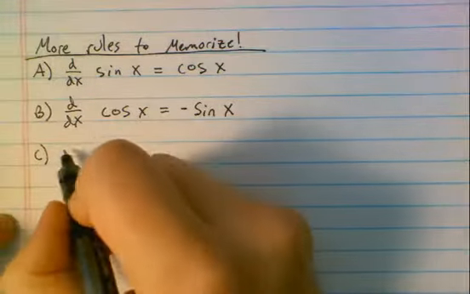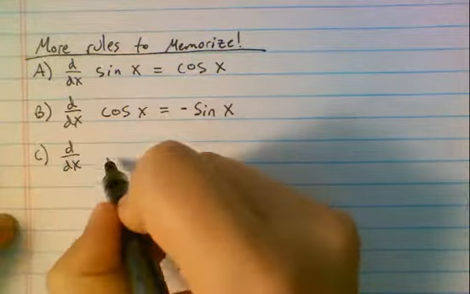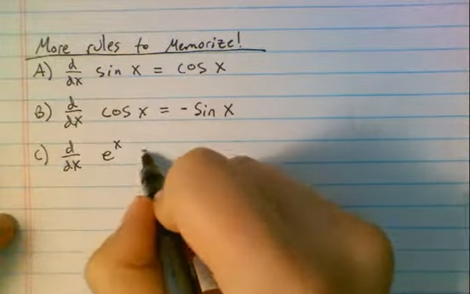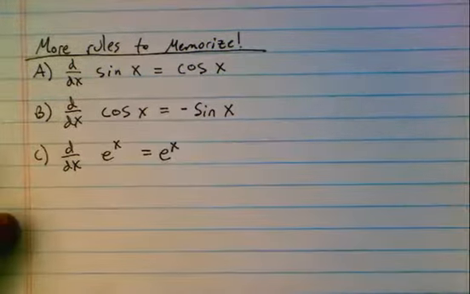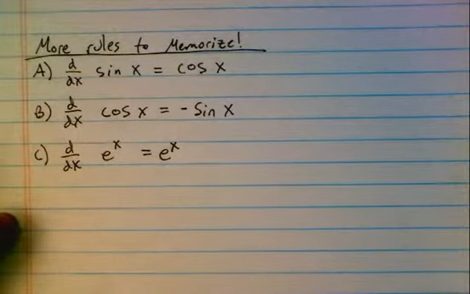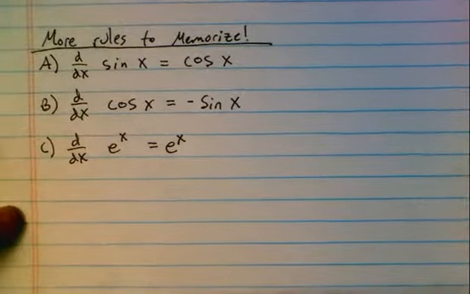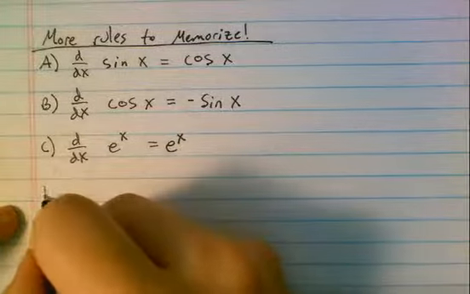Third one, the derivative of e to the x is itself. This is why e to the x is so completely and utterly awesome. It is its own derivative. It is the only function that is its own derivative.